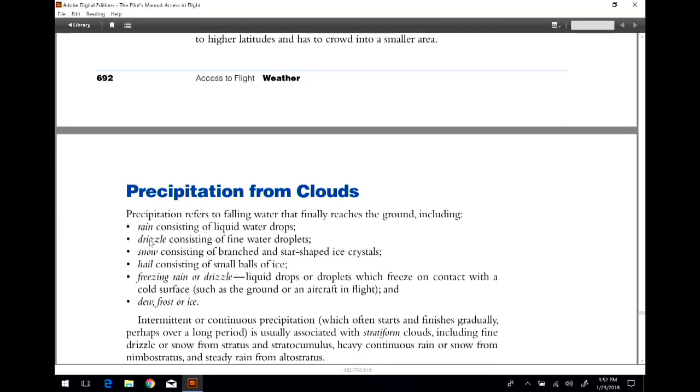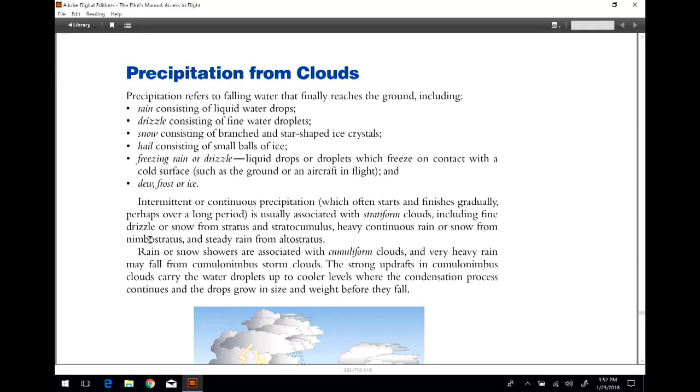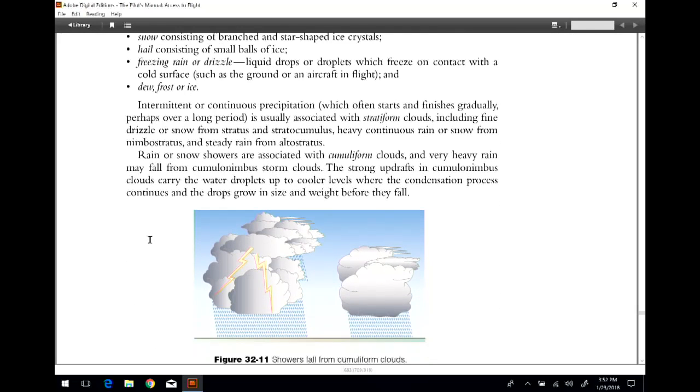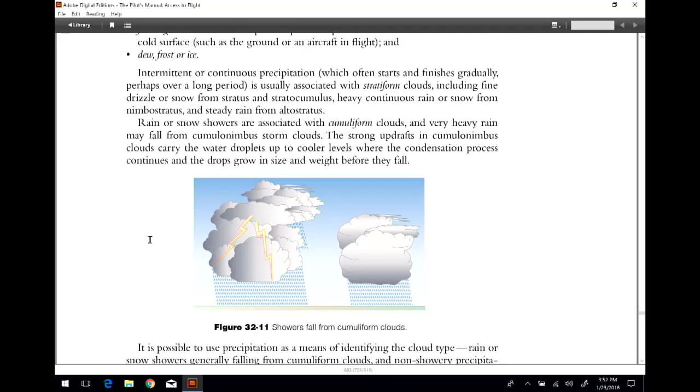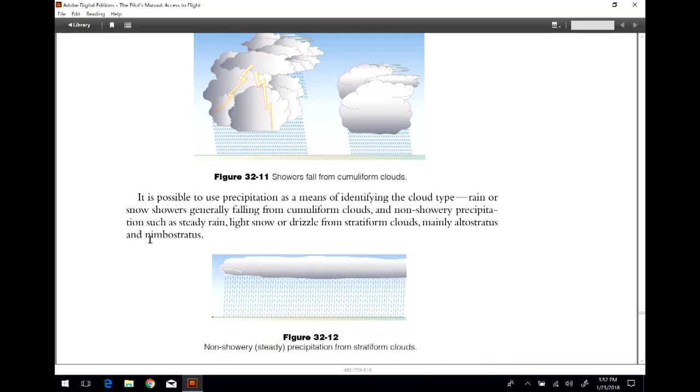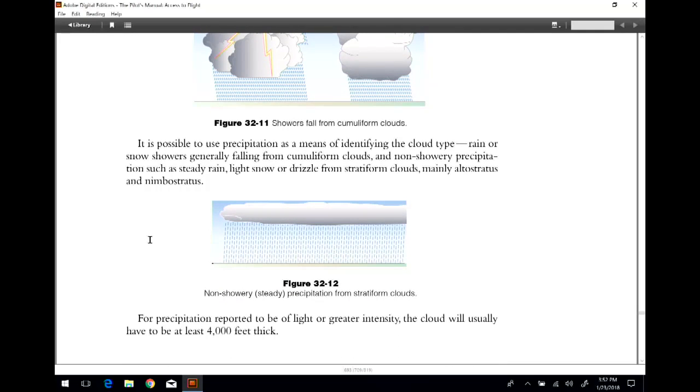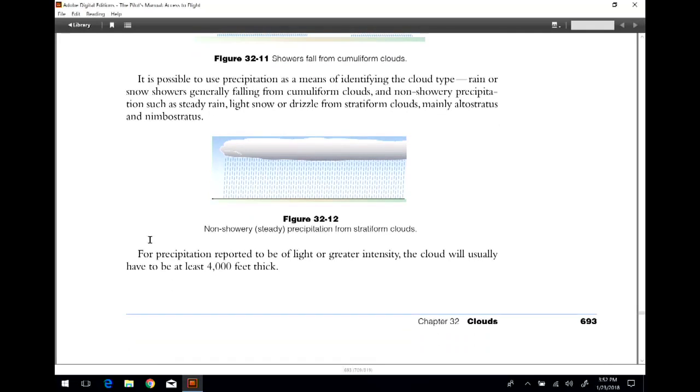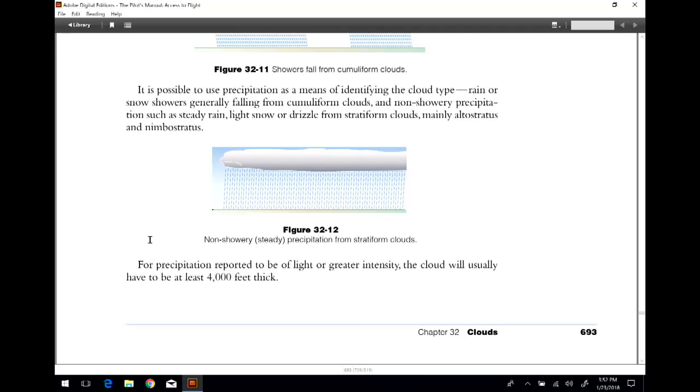Precipitation from clouds can come in a lot of different flavors: rain, drizzle, snow, hail, freezing rain, dew, frost, or ice. So you're going to need to know all of those different types. Showers fall from cumuliform clouds. That's showery precipitation. Steady precipitation comes from stratiform clouds. They call it non-showery.